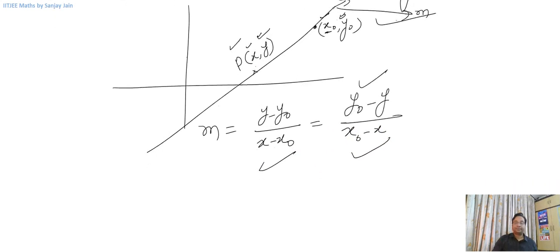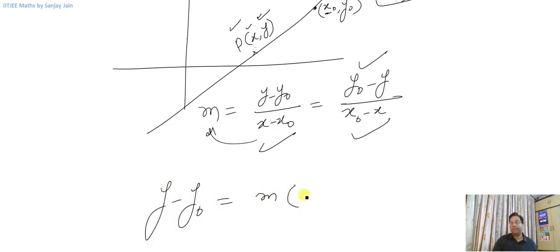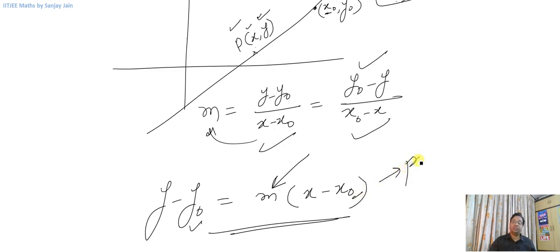So if I cross multiply now, y minus y naught will be equal to m into x minus x naught. Now this equation is written in the form of point slope form, because the slope is given and this is a given point, right? So this is an equation in point slope form.